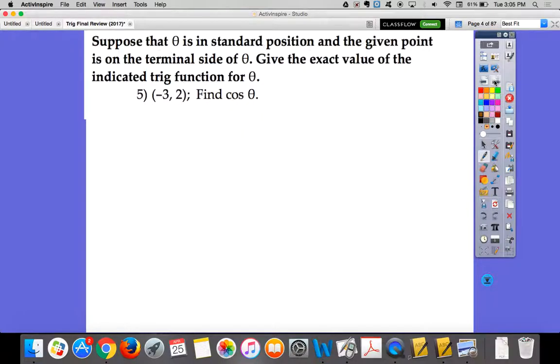Okay? All right, suppose that theta is in standard position and the given point is on the terminal side of theta. Give the exact value of the indicated trig function for theta. Basically, let's plot our point. Negative 3, 1, 2, 3, and up 2. Let's complete that as a triangle, which means, don't forget the negative, because you went left, you got to put the negative. Okay, but we want cosine of this picture.